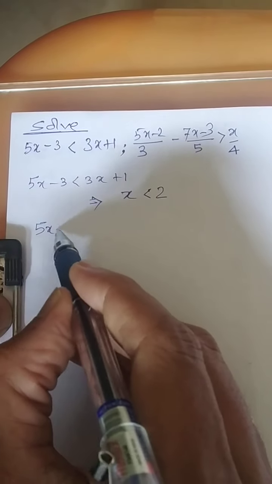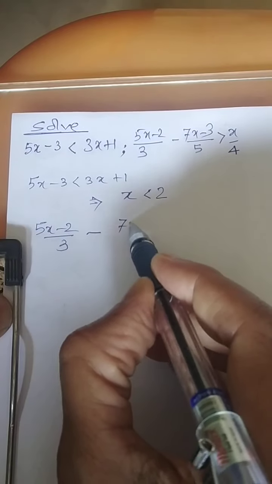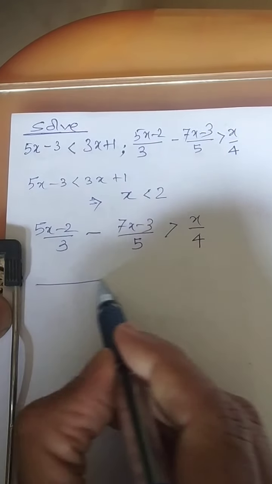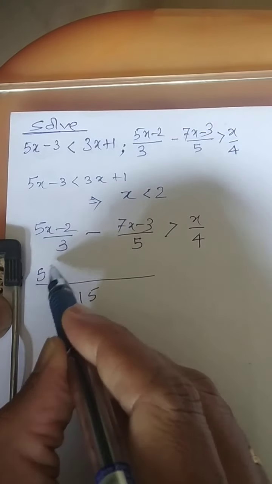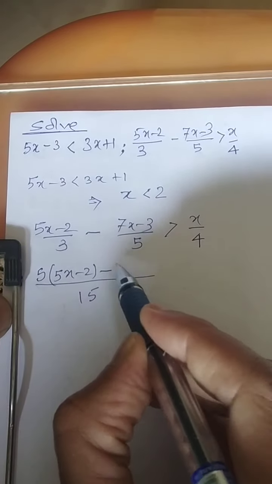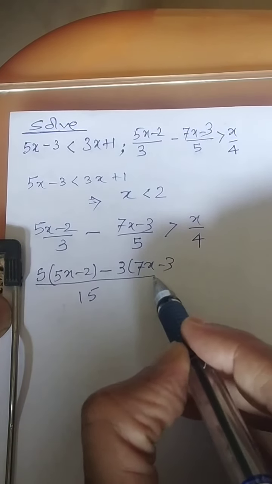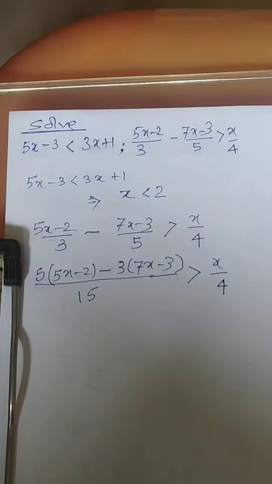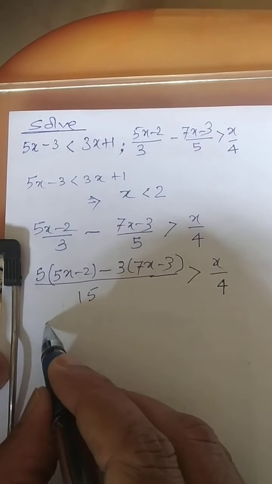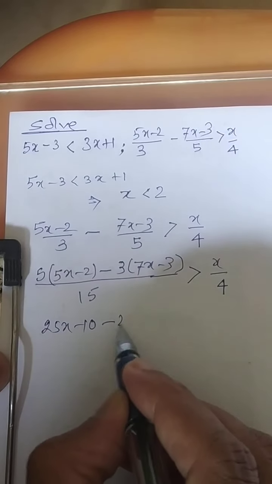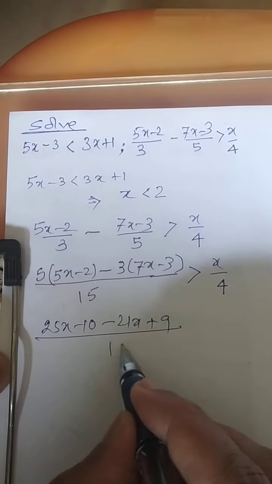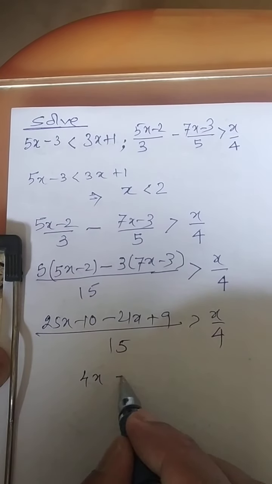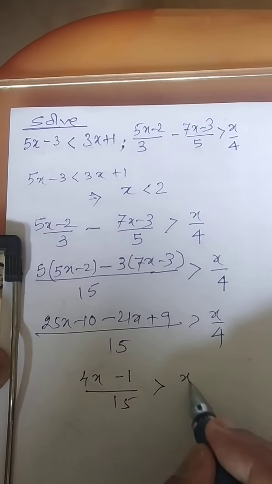Similarly, now take up this one and try to simplify. I am just writing one step for you and then you can simplify further. If you are taking the LCM, 15 is the LCM. 5 will go over here. It will be 5(x minus 2) minus as it is. 3 will be shifted over here. Right bracket there so as to get the correct answer. Simplify properly. It will be nothing but (25x minus 10 minus 21x plus 9) divided by 15 greater than x by 4. This will be nothing but (4x minus 1) upon 15 greater than x by 4.